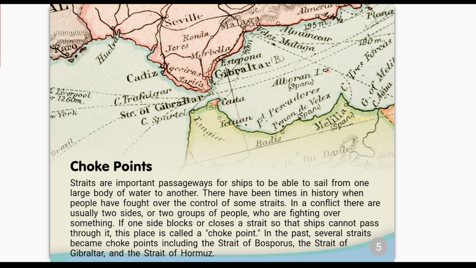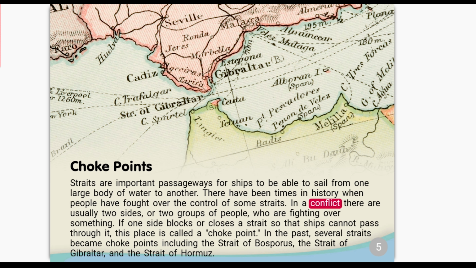Choke points. Straits are important passageways for ships to be able to sail from one large body of water to another. There have been times in history when people have fought over the control of some straits.